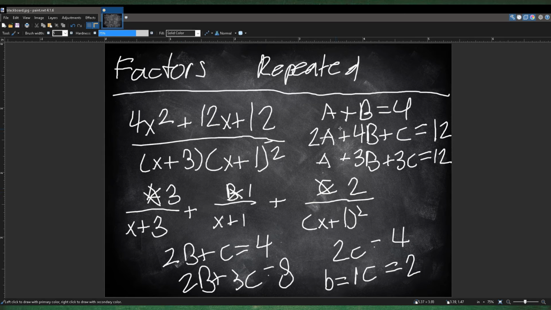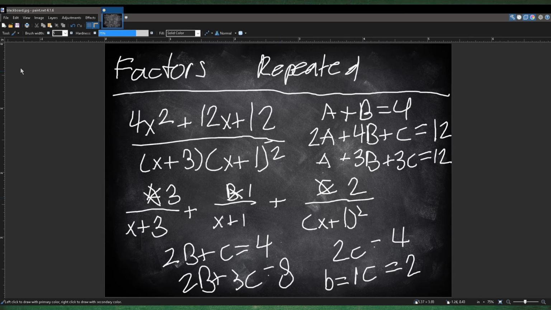So you just need to make sure these are all correct. So a plus b is 4, yes. That's 6, that's 4, 10, and 12. And that's 3, that's 6, and that's 12. So it's 3, 1, 2. So that's how you write it for the factors repeated case. You just have to write the constants.